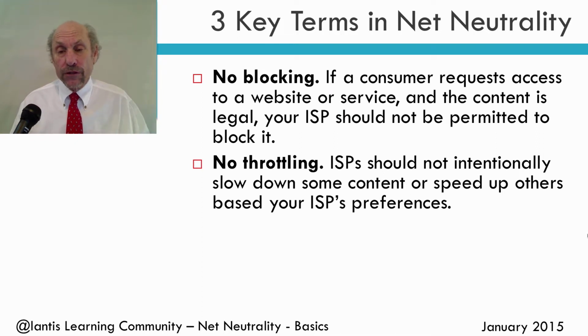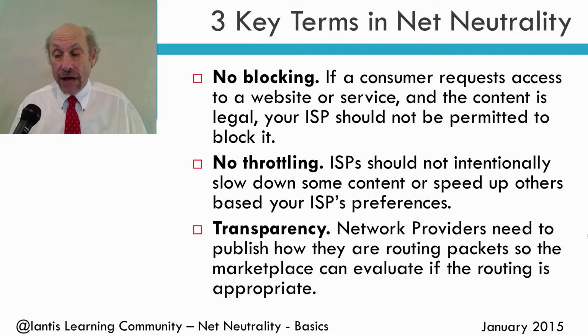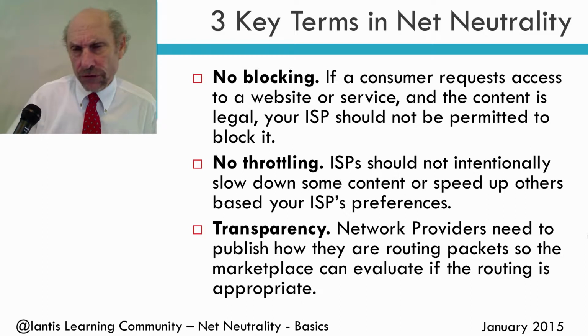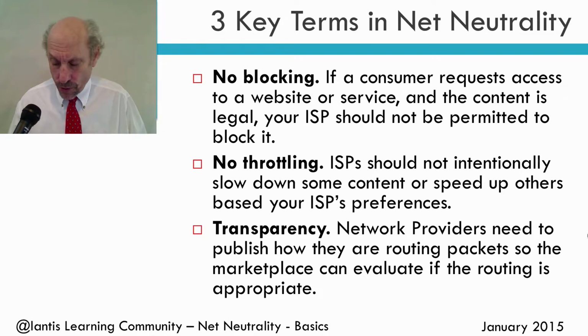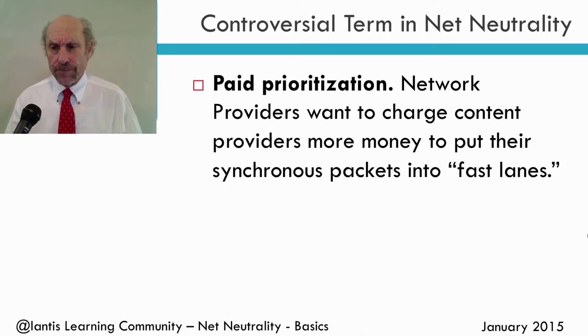And then this is important: transparency. And that is network providers need to publish how they are routing packets so the marketplace can evaluate if the routing is appropriate. Okay, so those are three key terms in net neutrality. And in this course, I'm going to go into detail into what all these are and why they're important. This is just a high-level overview. The real controversial term in net neutrality is a thing called paid prioritization.